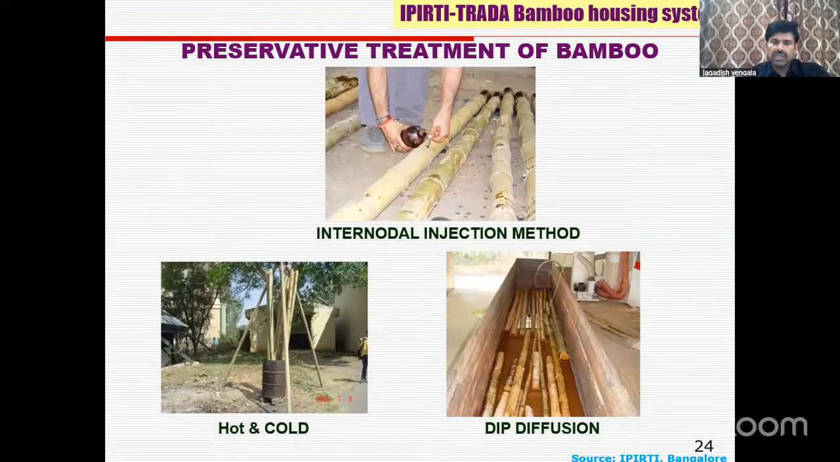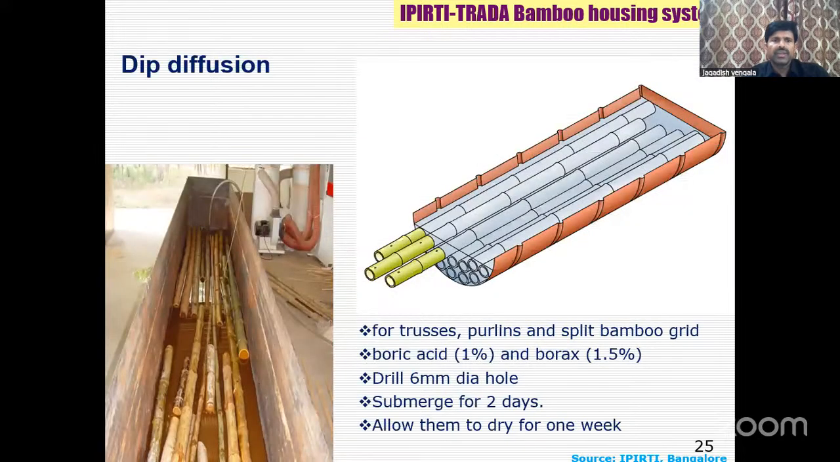The bamboo which is covered is treated using dip diffusion. So particularly trusses, purlins, split bamboo grid, these are all covered. For these you use the boric borax solution. Suppose you take 1,000 liters of water, 1% is like 1 kg boric and 1.5 kg borax. You put it inside the water and make a solution. Dip all these trusses, purlins, split bamboo, keep them for 2 days, and then take them out and allow them to dry. Then later you can use them for the purposes.